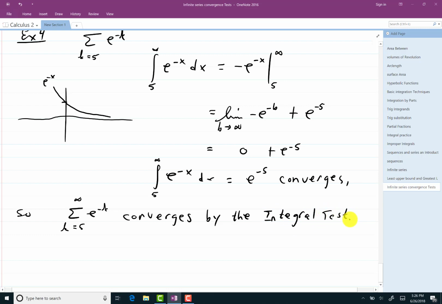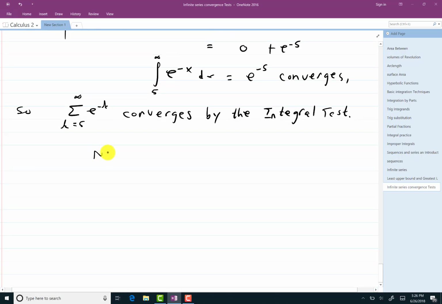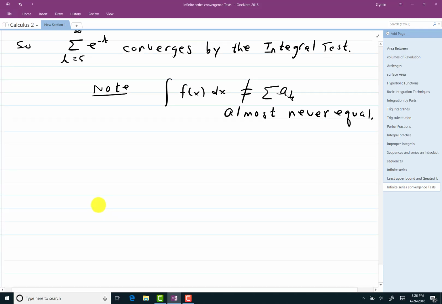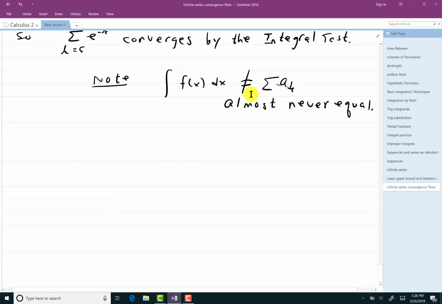Now, I'll make a note of that. The integral value is not necessarily equal to a sub k. I don't care about those. Not usually. I'll say almost never equal. I can't say anything more than that because I think there are some times when this integral actually does equal that, but it's very specific, in special cases. All right, let's take a look at the next example.